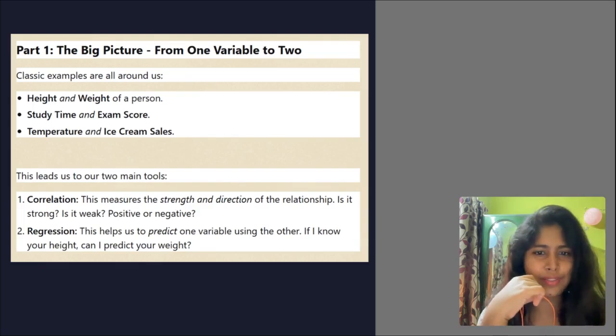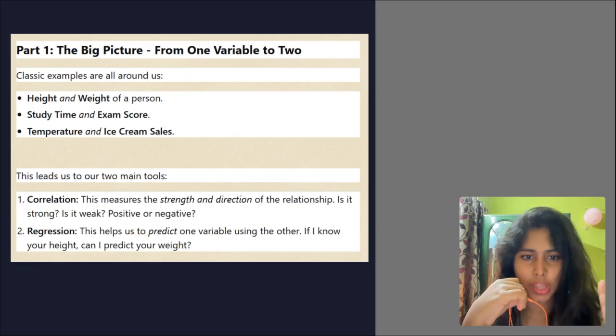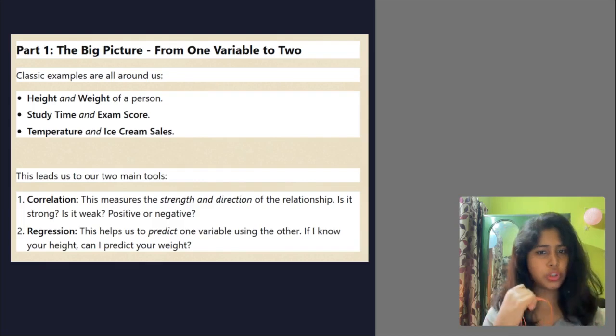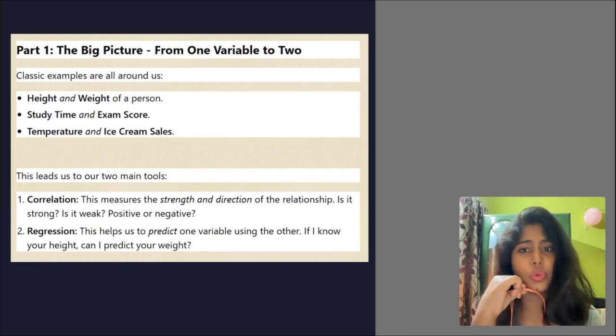Classic examples are everywhere. First, hours you study and your exam score. Number two, temperature outside and number of cold drinks sold. Number three, a person's height and their weight. See, our goal is twofold. First, correlation. What is correlation? To measure how strong and in what direction that relationship is. Number two is regression. To use that relationship to predict one variable from the other.